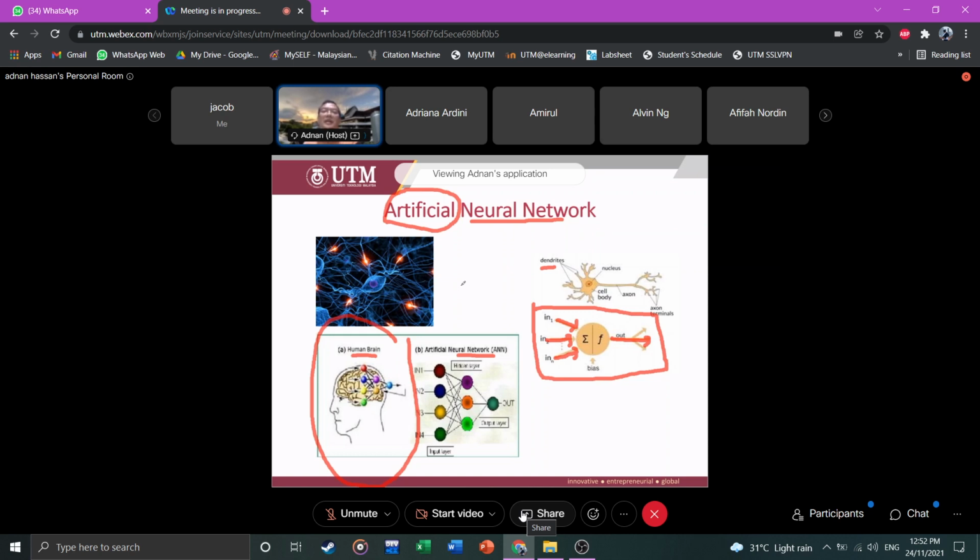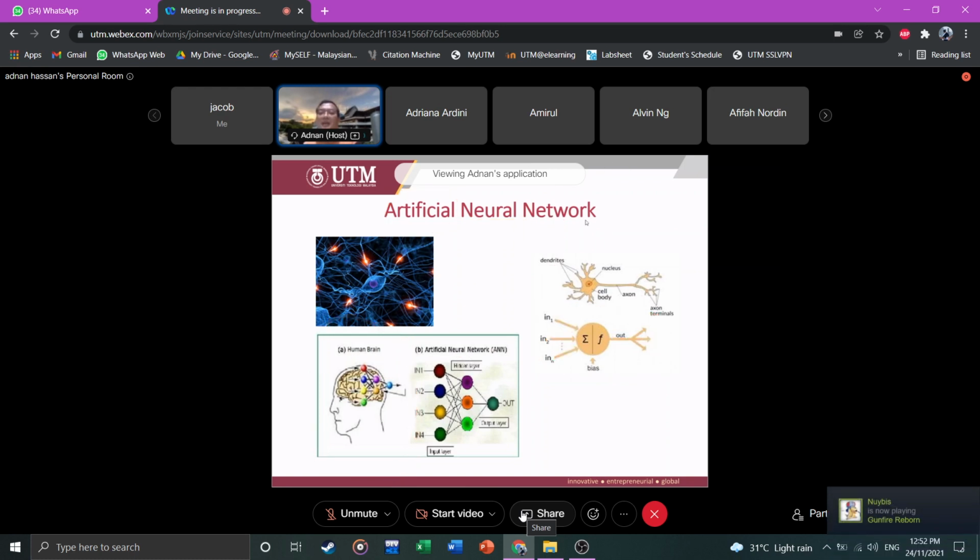The function of our brain, because human beings are very good at recognizing. Humans can recognize faces easily. You look at the face of your friend, you know this is Ali. You look at another person, you know this is Ahmad. Humans have this strength of recognition. So scientists study how the mechanism of recognition is done in the brain and convert it into a mathematical representation. They call it an artificial neural network.